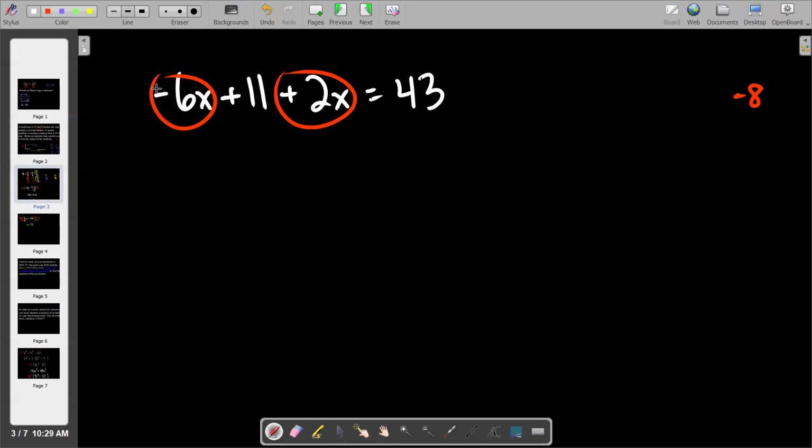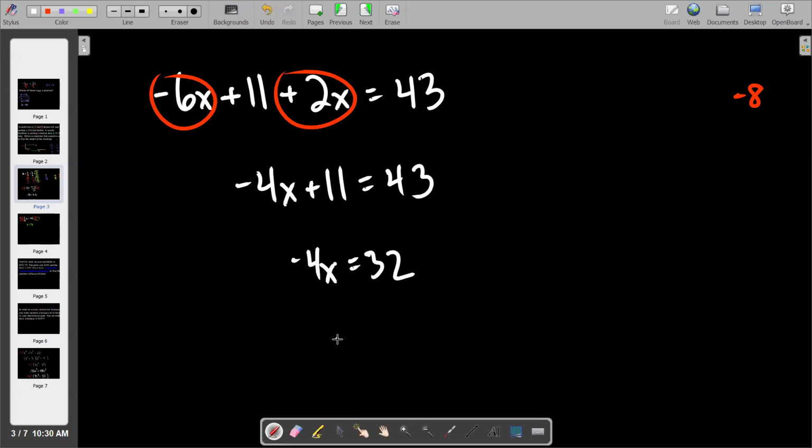So -6x plus 2x is -4x, and then everything else just copies down. And from here, it's a very ho-hum two-step equation. So that's what it's for, did you pass that test? So from here, I'm going to subtract 11 from both sides and get 32. And then I'm going to divide by -4 and get x equals -8. So successful so far, guys? That's fantastic news. All right, you ready for the next one?